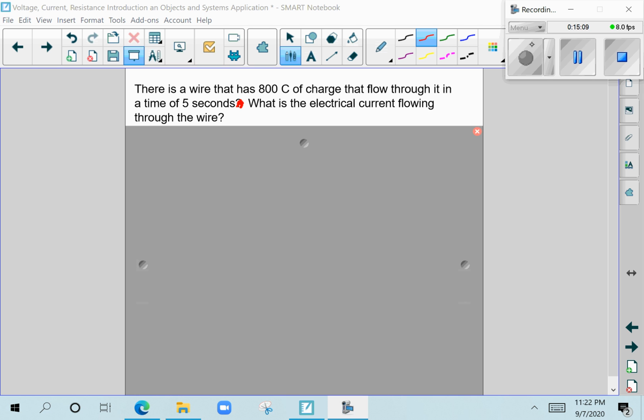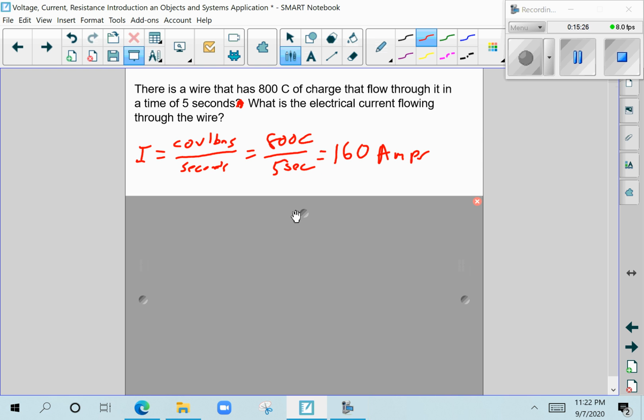So again, just simply pause the video. Once you're ready, play the video and you can see how you solve this question. Okay, I'm going to show the answer in 3, 2, 1. So since current is the number of coulombs you have per second, 800 coulombs flow by in 5 seconds. So 800 divided by 5 is 160 coulombs per second, or 160 amps.